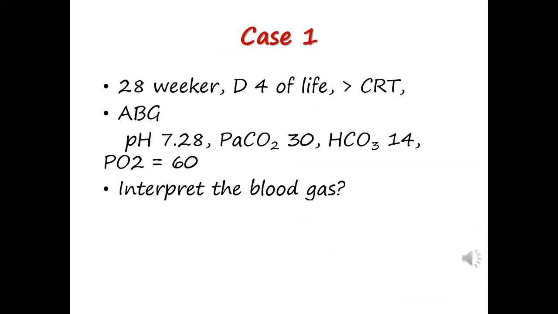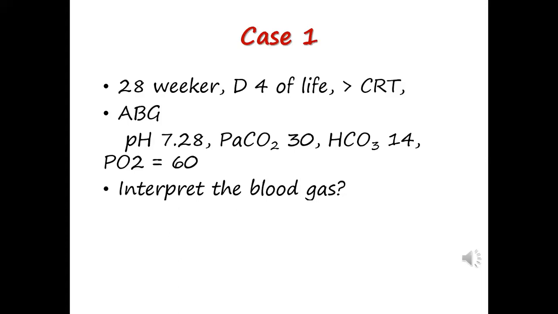So, for example, we see this patient one. Here, it's a 28-weeker, day 4 of life, with prolonged CRT. When we do a blood gas, the pH is 7.28, PCO2 is 30, and bicarbonate is 14, with PO2 of 60. Now, how to interpret this blood gas?